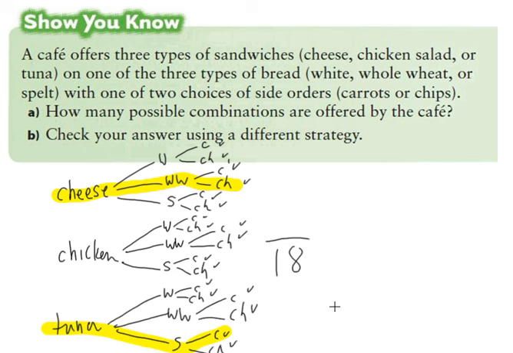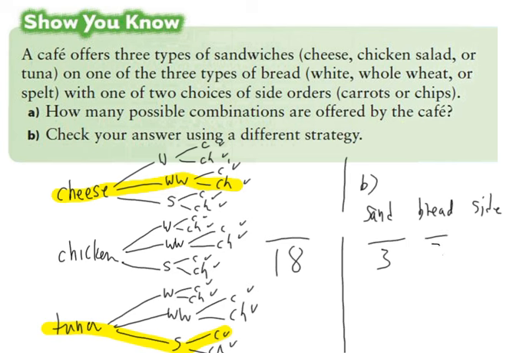But again, if we use that new strategy Colin suggested, multiplication, if I think of my sandwich as being my first, my bread as being my second, and my side as being my third, there are 3 types of sandwiches, 3 types of breads, and 2 types of sides. The product of all 3 of those events, 3 times 3 is 9, times 2 is 18. It tells me that there are 18 possible combinations through just the multiplication of individual combinations.